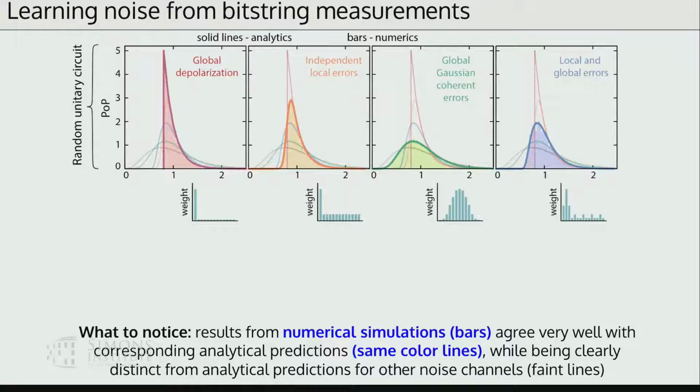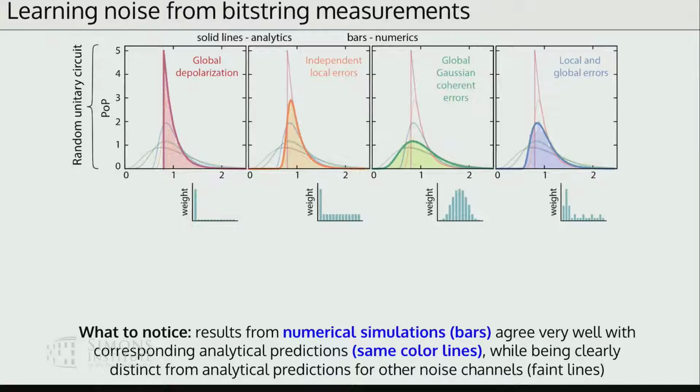These different noise channels are characterized just by a weight distribution, which we can write down. It's very easy to write down these weight distributions, actually. You can see that here we have these global Gaussian coherent errors, which are like these laser intensity errors. We have global depolarization, independent local Pauli errors, amplitude damping errors, etc., and mixtures of them. And what you see in general is that in all cases, the fill, the bars, are in great agreement with the analytical prediction for that noise channel, which are the thick solid lines, while being clearly visually distinct from the predictions from the other noise channels, which are the faint lines.